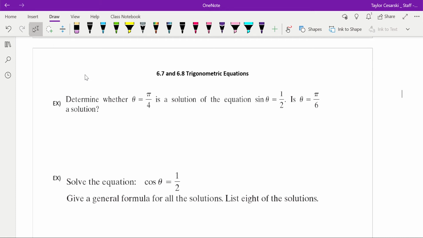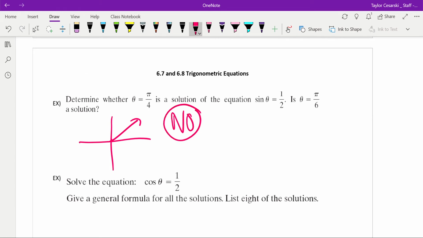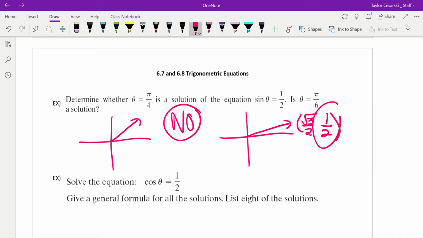So the first example is determine whether theta equals pi over 4 is a solution to the equation sine of theta equals 1/2. So pi over 4 we know is right here on our unit circle, so we're basically asking ourselves, does sine at pi over 4 equal 1/2? And the answer to that is no, because we know that the sine is square root of 2 over 2. Okay? Next, at pi over 6, the coordinates are square root of 3 over 2, 1/2. So the sine value there is 1/2, so the answer to that is yes.